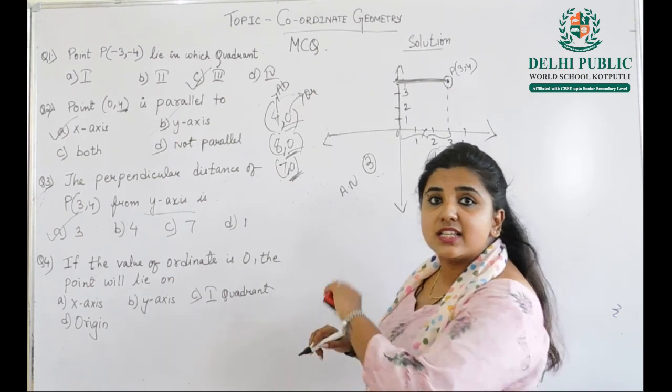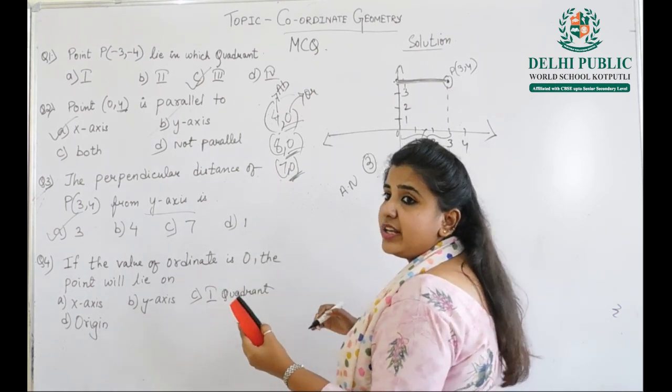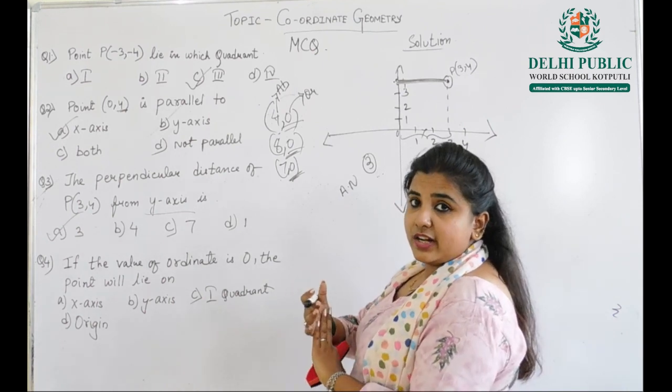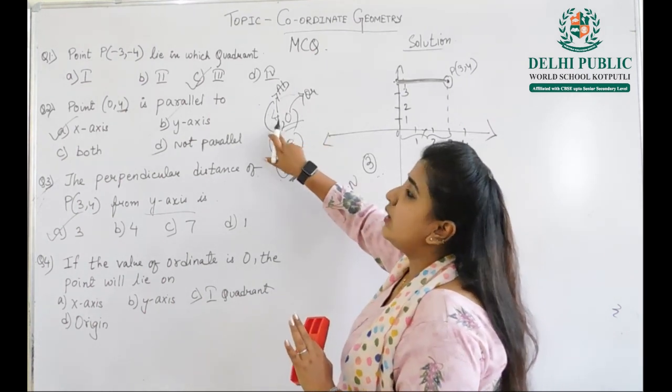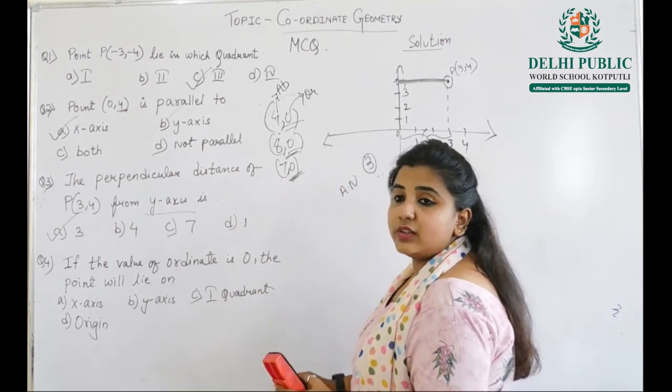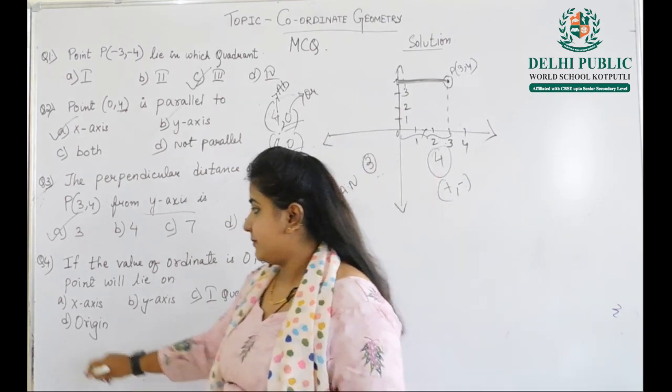The value of the ordinate is 0. So if the value of the ordinate is 0, it means the y-axis coordinate is 0. When the y-axis coordinate is 0, the value is represented only on the x-axis. So that means the point will lie on the x-axis.